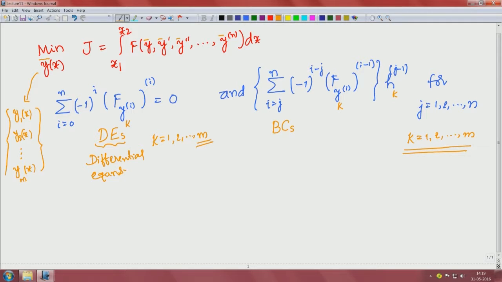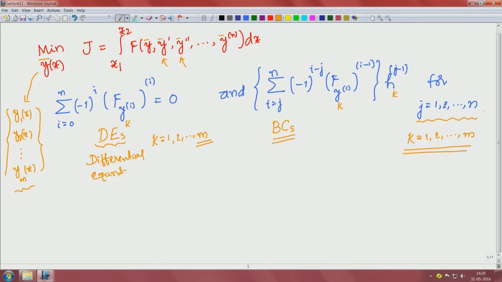I say sets because the boundary conditions themselves will be n. If you have n equal to 1, meaning that you have only up to y prime, then we will have only one boundary condition. If it is y double prime, we will have two of them, j equal to 1 and 2, because n, that is the number of derivatives that the integrand depends on, determines how many boundary conditions there will be. So, when you have m functions, all that changes is that there will be m sets of differential equations and m sets of boundary conditions. Sets apply to boundary conditions because there will be as many as the number of derivatives that are there.